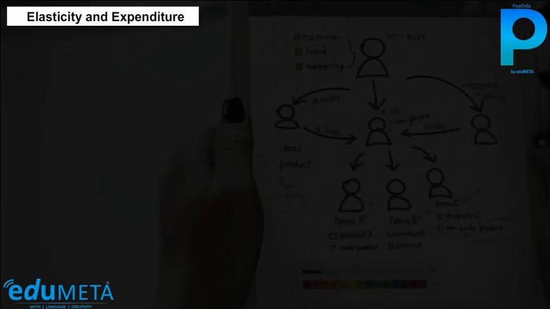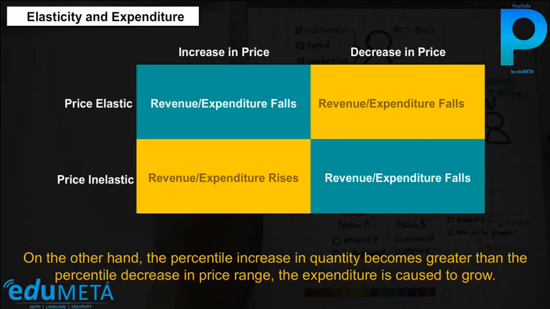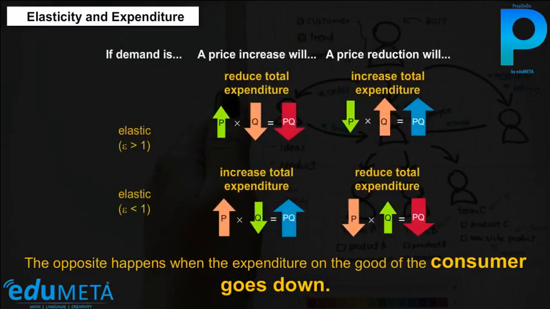On the other hand, when the percentage increase in quantity becomes greater than the percentage decrease in price, the expenditure is caused to grow. The opposite happens when the expenditure on the good of the consumer goes down.